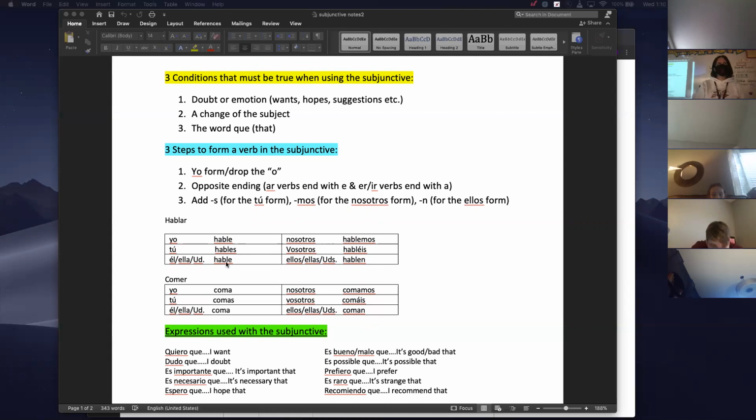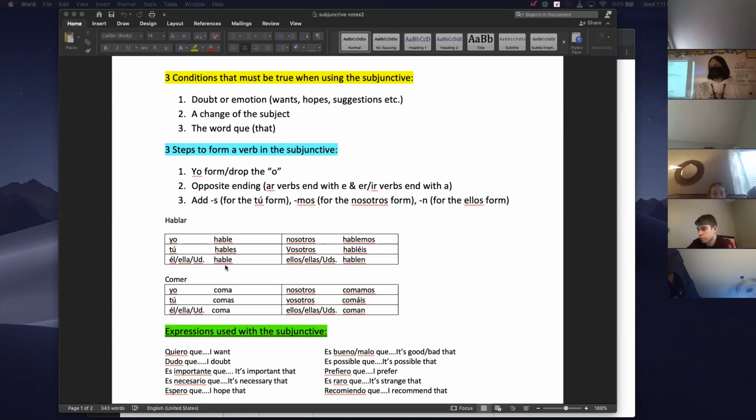Oh, hold on. I don't know. Is there any difference? They're in different spots. I don't know. They are, but I'm not trying to trick you. Is there a difference between the word hable and hable? I don't think so. No.